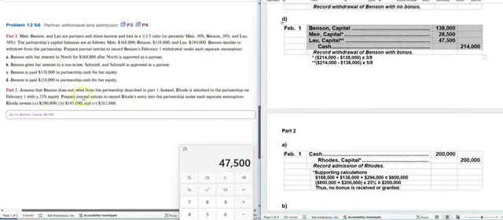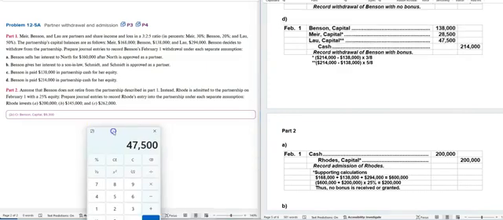Let's assume that Benson does not retire from the partnership as described in part 1. Instead, Rhodes is admitted to the partnership on February 1st with a 25% equity. We are going to prepare journal entries to record Rhodes' entry into the partnership under separate assumptions. Okay. Let's assume that Rhodes invests $200,000. The business is getting cash of $200,000.